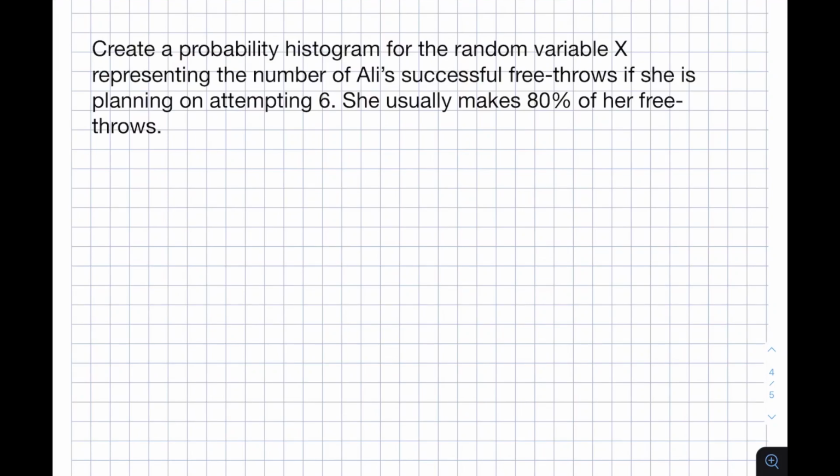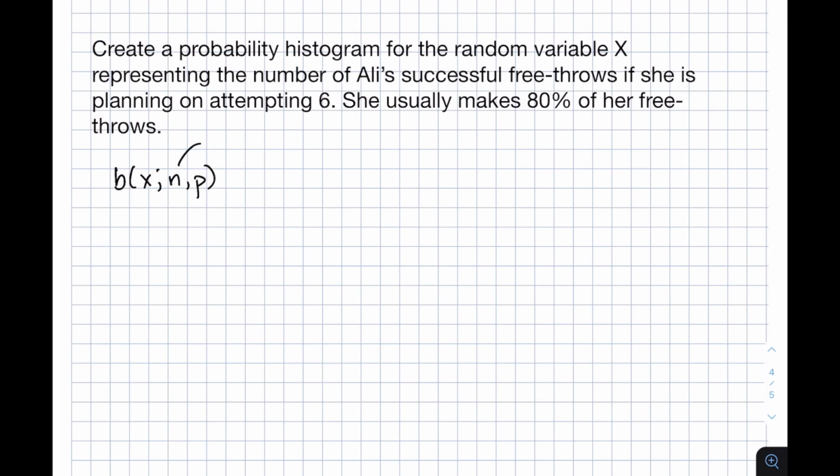In this problem, we're asked to create a probability histogram for the random variable x representing the number of Allie's successful free throws if she is planning on attempting 6. She usually makes 80% of her free throws. To create the histogram, we first need to recognize that this is a binomial distribution.